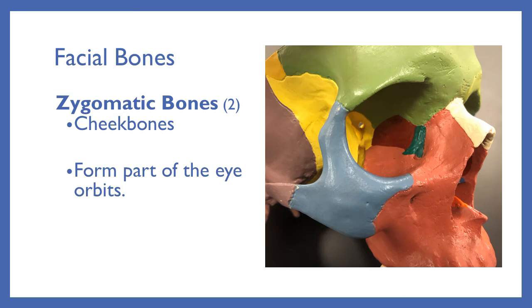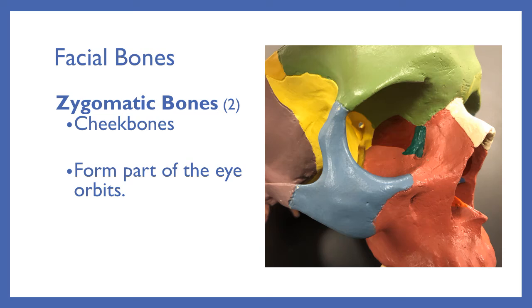Your zygomatic bones are shown in blue on this picture. If you smile real big and feel for that bump of your cheekbones, you're going to find your zygomatic. It also forms part of the eye orbit on the outside.